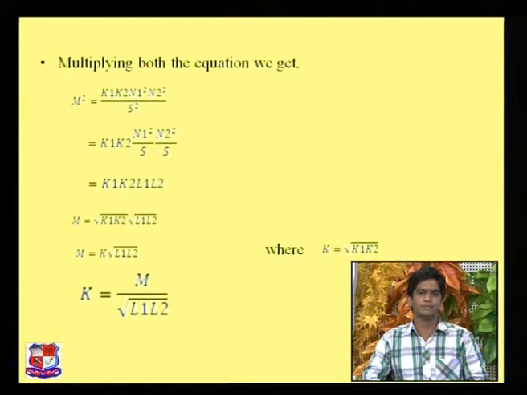So we have M square is equal to K1 into K2 into L1 into L2, and after that we can find M is equal to under root K1 K2 into under root L1 L2, and then we can conclude that K is equal to M by under root L1 into L2. So here the K is known as the coefficient of coupling, and the value of K is under root K1 into K2. So finally K is equal to M by under root L1 into L2.